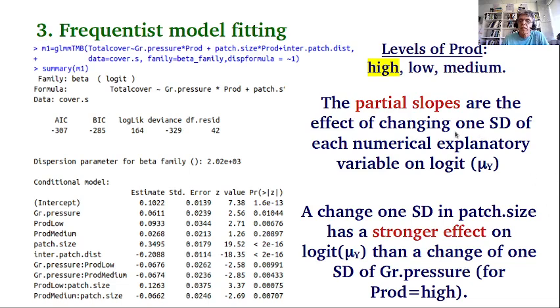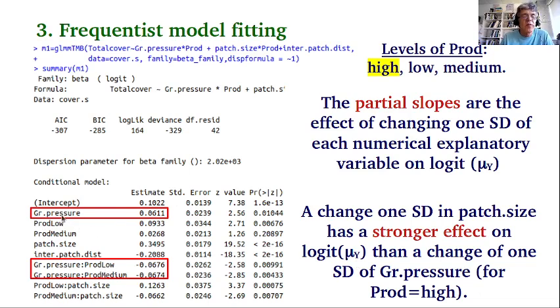So because the partial slopes here are the effect of changing one standard deviation of each numerical explanatory variable on the logit of the mean of the response variable, we can see, for instance, that for the reference level of productivity, which is high, changes in one standard deviation of patch size have a much larger effect than changing one standard deviation of grazing pressure on the logit of the mean of the response variable.